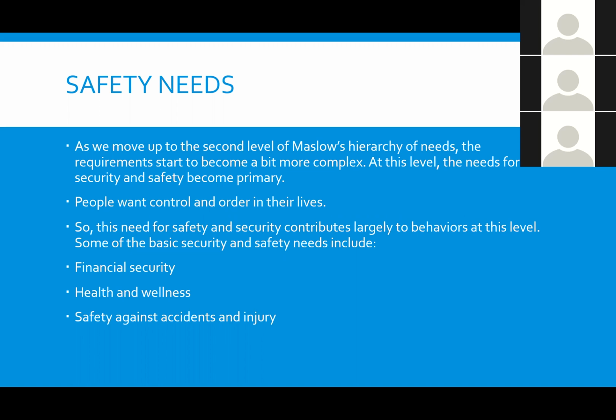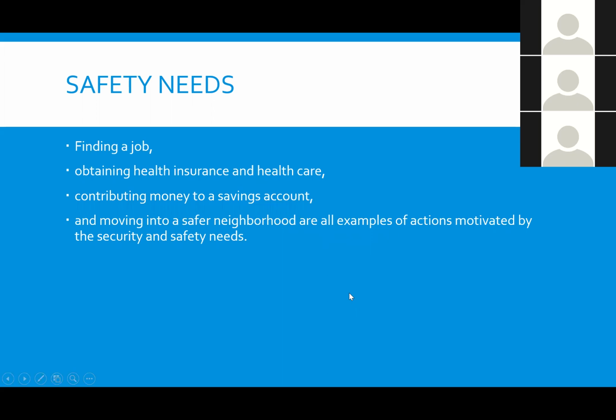Then there are health and wellness needs. These are security needs. If you are sick, what happens to you? We have safety against accidents and injury. That's also important there. Then finding a job. That's why the unemployment issue has become so big. If somebody doesn't have a job, they're in trouble. So they are not secure.